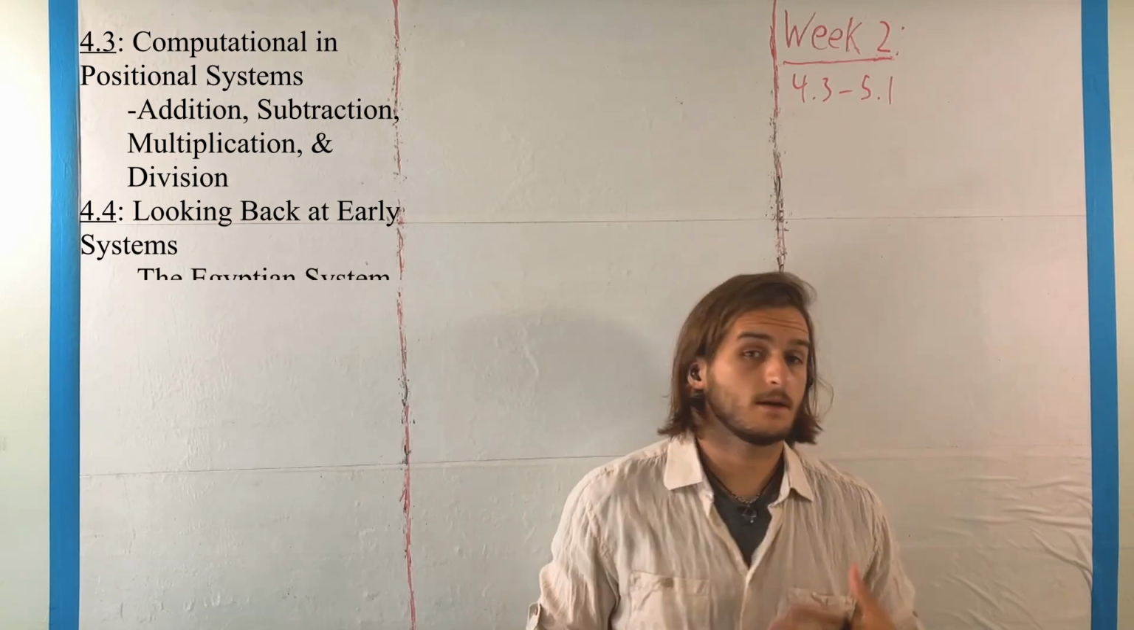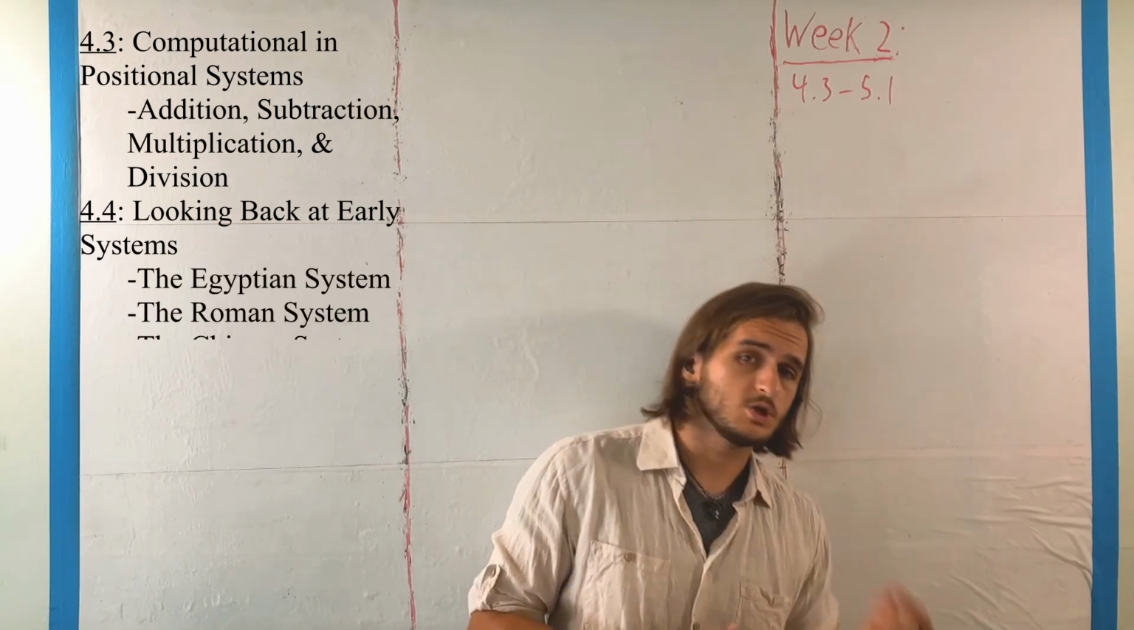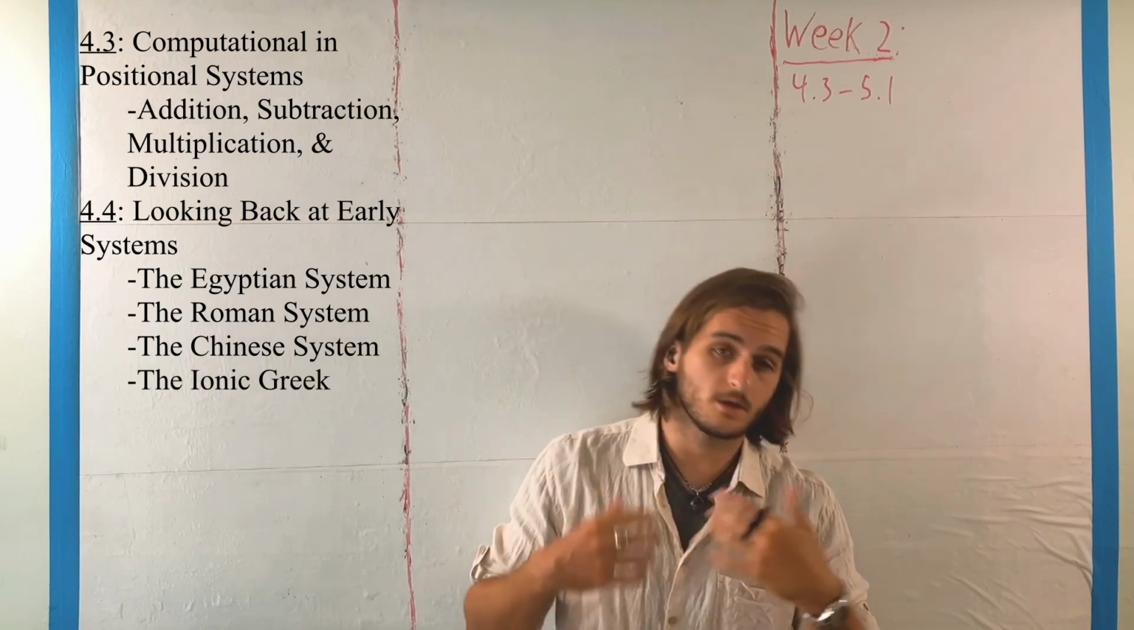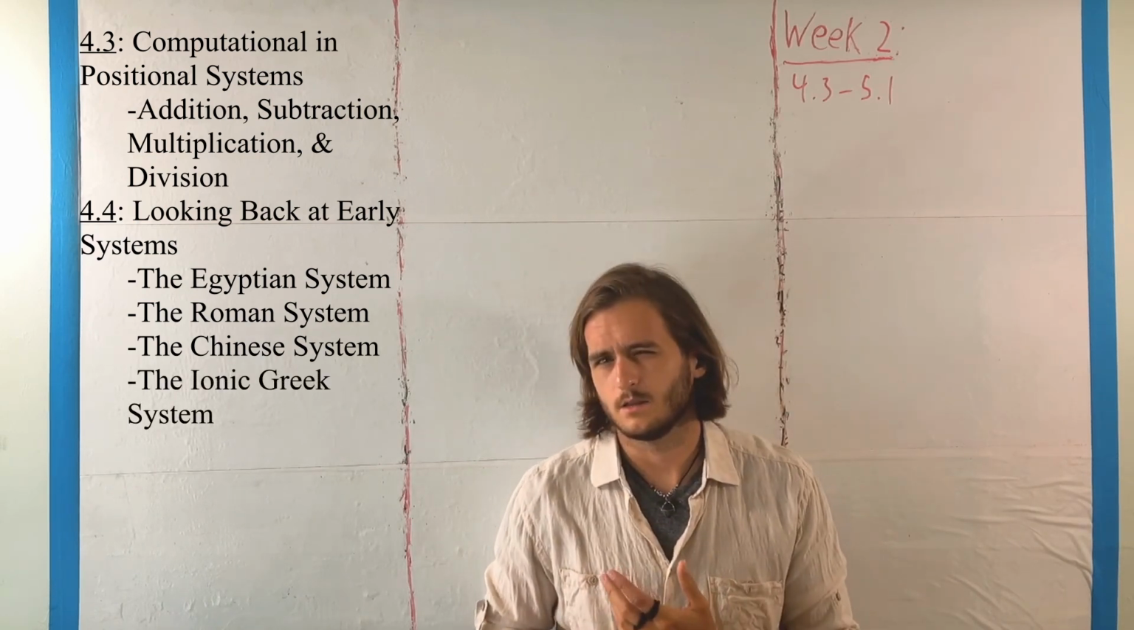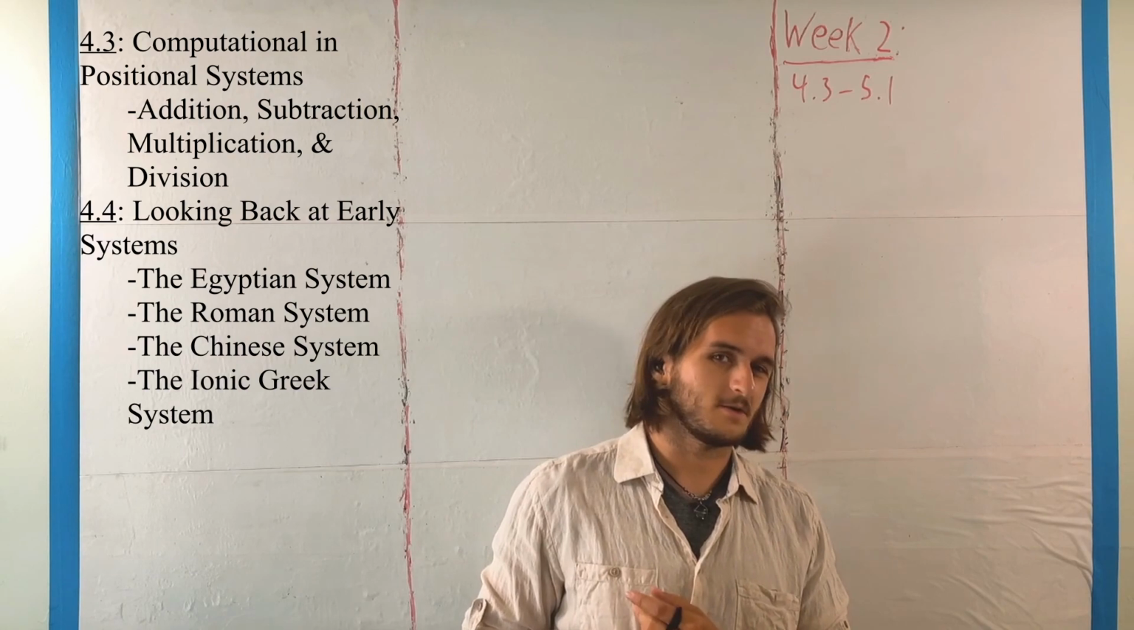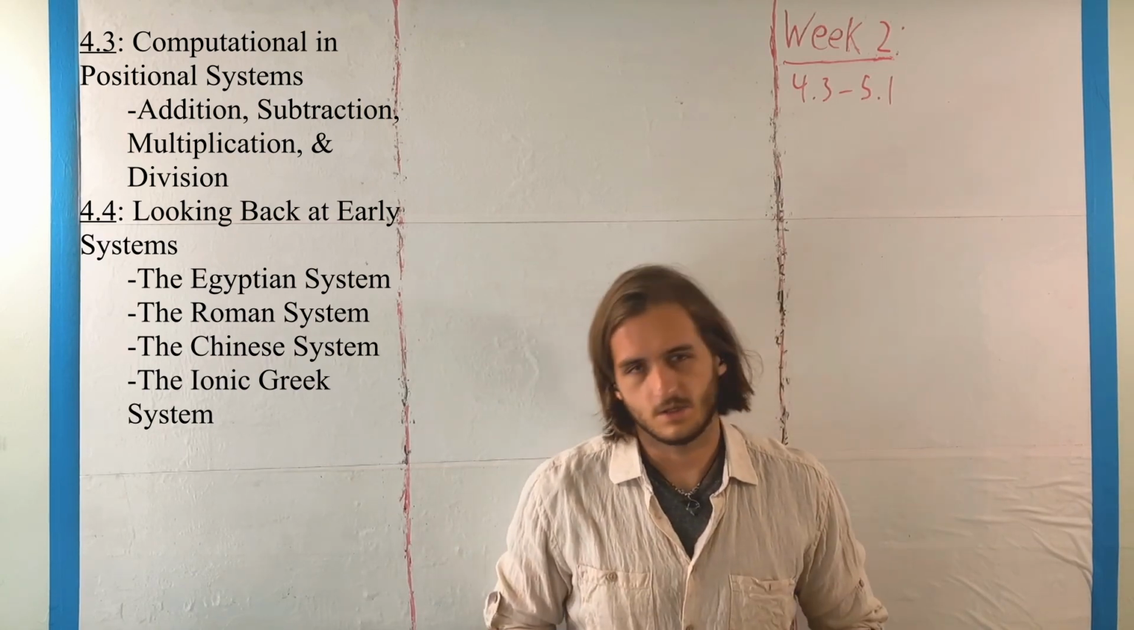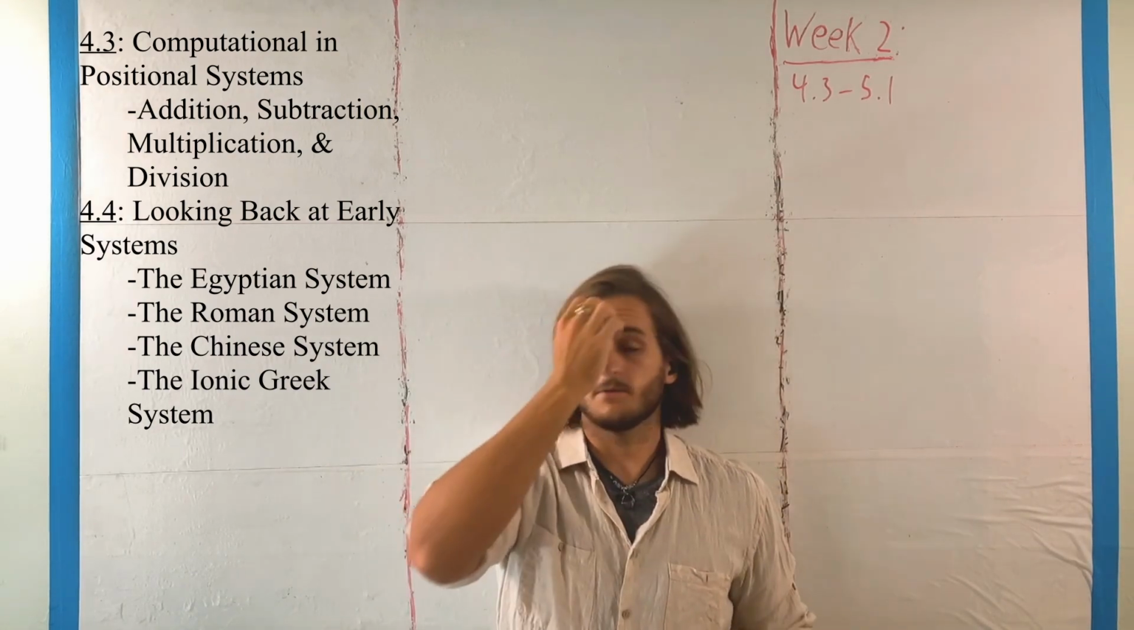So we're going to get stuff like the Chinese system, the Egyptian system, the Roman system, and the Greek system, though maybe not in that exact order. I might be misremembering how that's presented in there, but you'll see when you get there. Anyway, that's all we're going to get from Chapter 4.